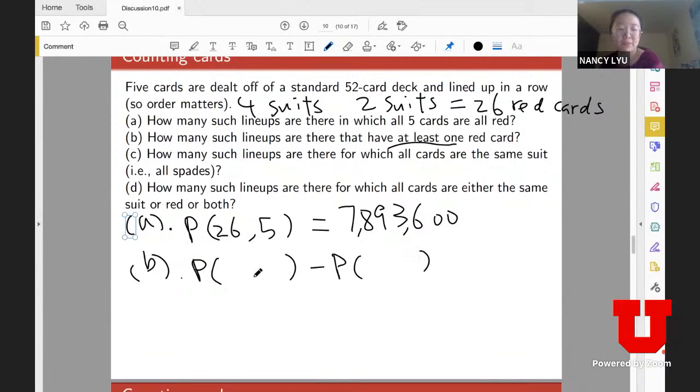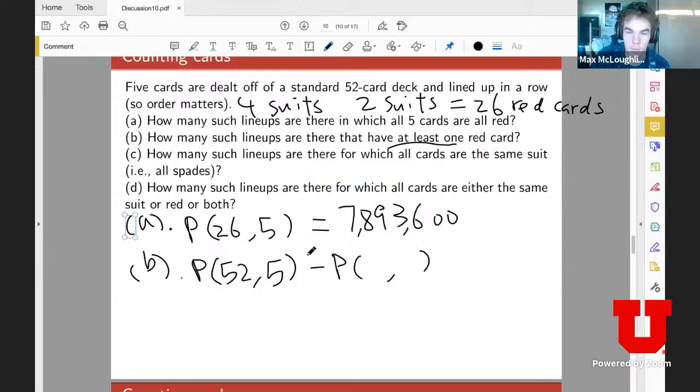And what are you gonna put for this first spot? For the first one, would it be 52 choose 5? Yep, because we have 52 total cards, and we just want to find out how many possible ways to choose 5 cards.